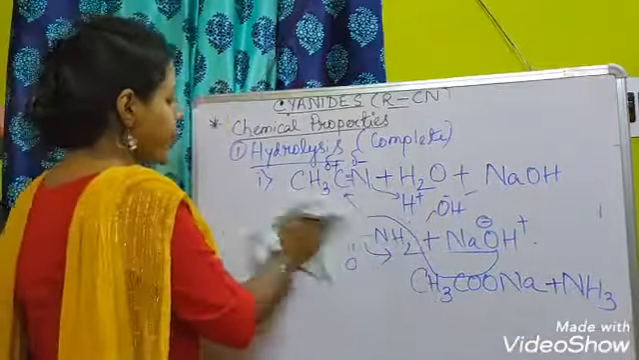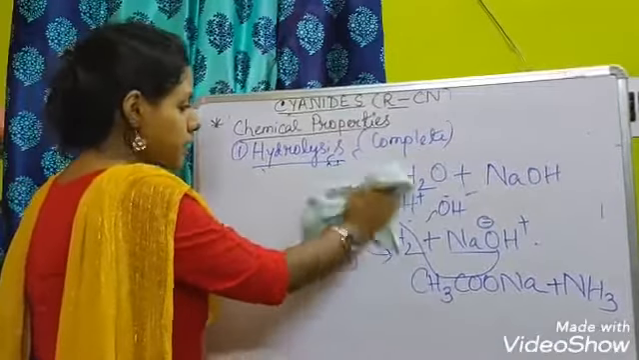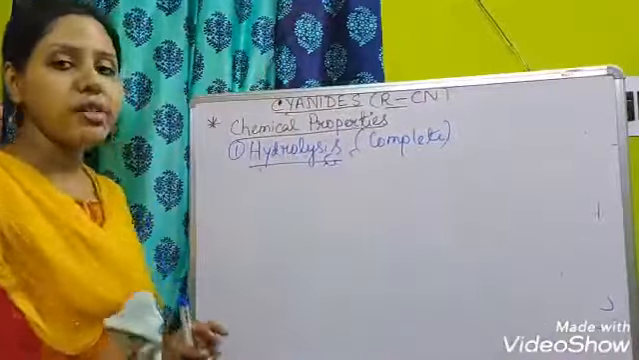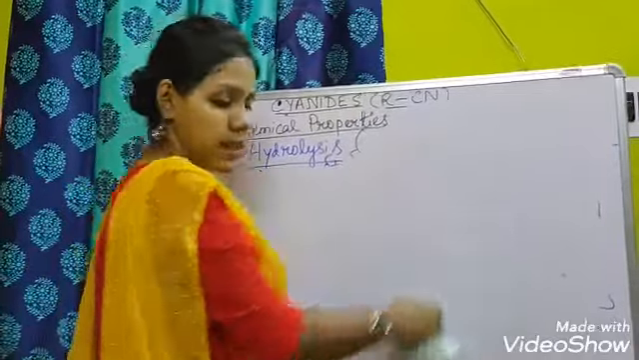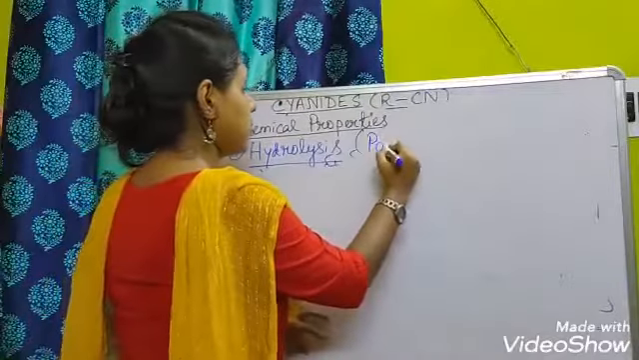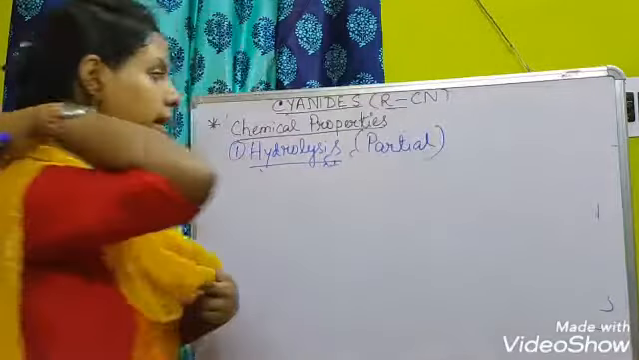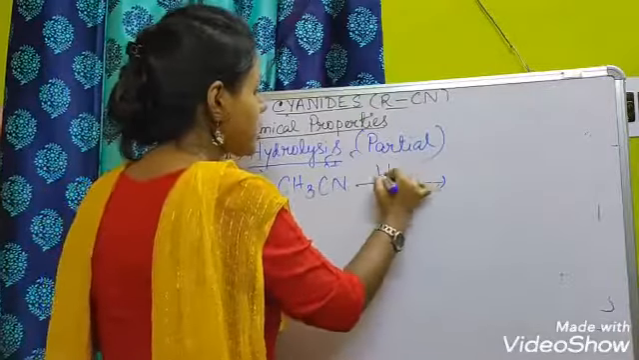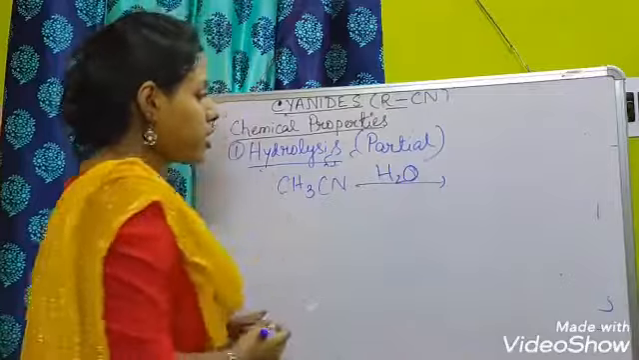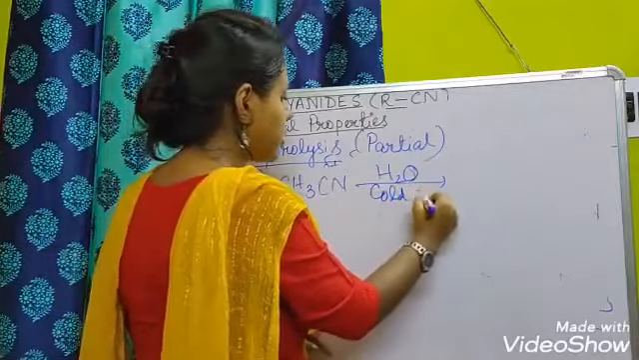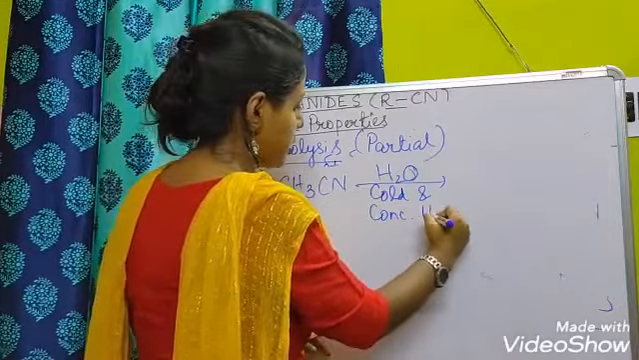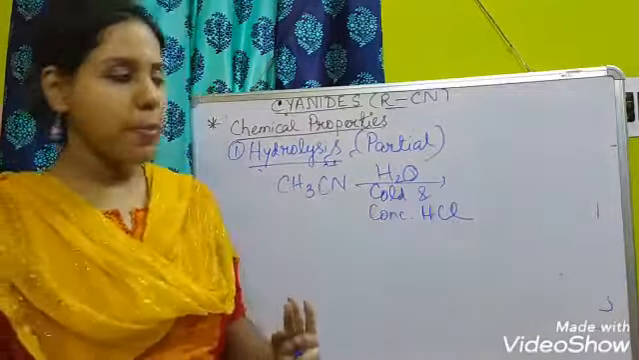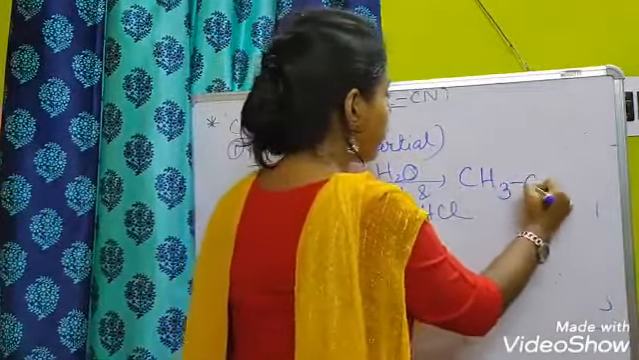But what happens if we stop this process in the first step only? That will be known as partial hydrolysis. Here we just have to hydrolyse it in presence of cold and concentrated acid. This way we can stop this method at the first step only, so there will be only the formation of amide.